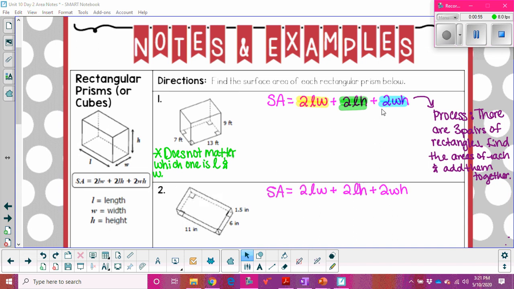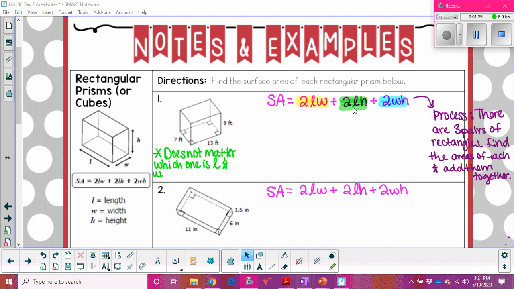So if you look at number 1 right here, it has this one labeled. That is a rectangle, so it doesn't matter which one you pick for the width and the length of this rectangle. The height is just going to be the distance between the two bases of this rectangular prism. So our height here is going to be 9. What you're doing is finding the area of this rectangle, then multiplying it by 2 to account for the matching rectangle, since these rectangles are the same. That's the first part.